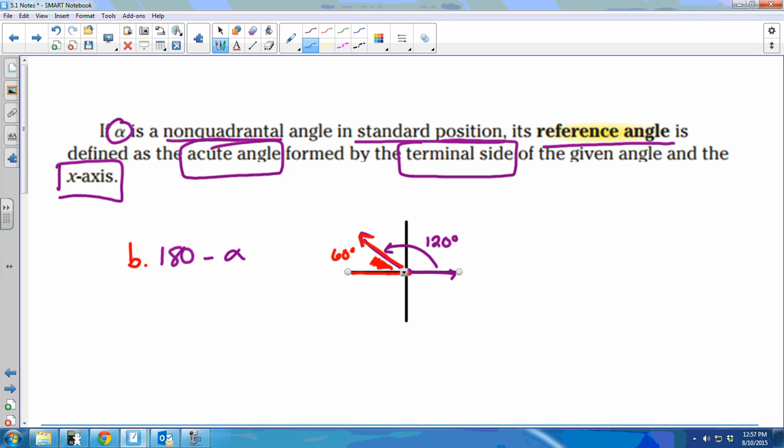Does that make sense? Why I did that? 180 minus our angle measure. Our angle ended in quadrant 2. We're trying to find that little reference angle part. Does that make sense? Okay.